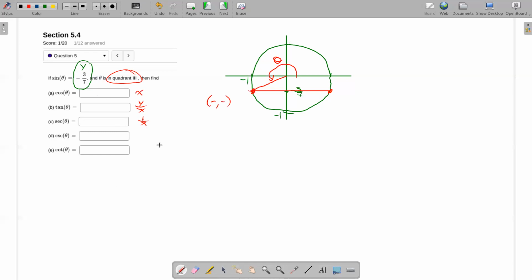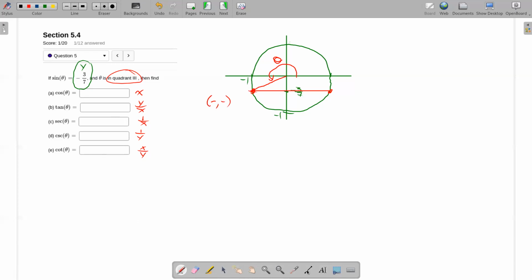Cosecant is the reciprocal of the sine. Well, I can get that right away. Sine is the y value, so it's just 1 over y. And the cotangent is the reciprocal of the tangent, so that's going to be x over y. So it looks like we just need to find x, and then we can name all of these. So let's go find x. How do we find x here?